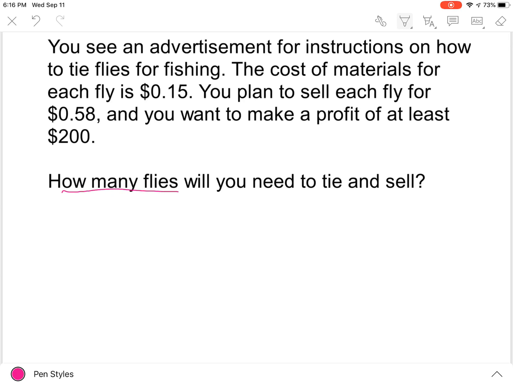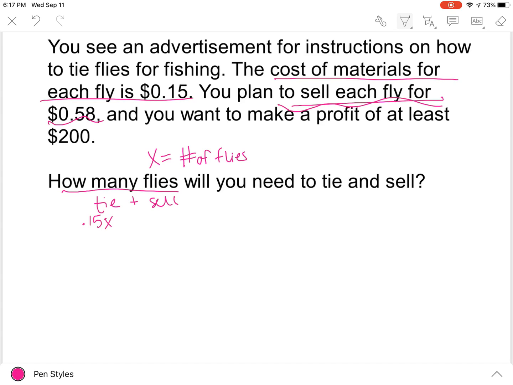Well, how many flies? That's what we're looking for. So our variable x is the number of flies that we need to tie and sell. We actually have two parts to this: what we need to tie, and what we need to sell. It tells us that the cost of materials for each fly is 15 cents. So that part is going to be 0.15 for each fly, so 0.15 times x. And then we sell each fly for 58 cents, so that's going to be 0.58 times x.